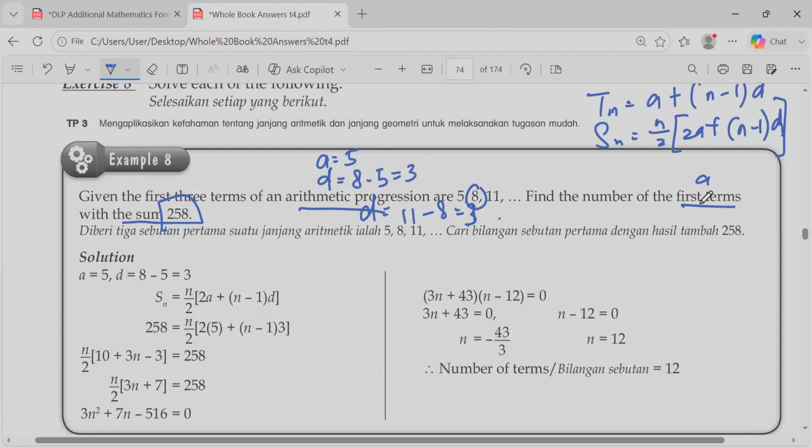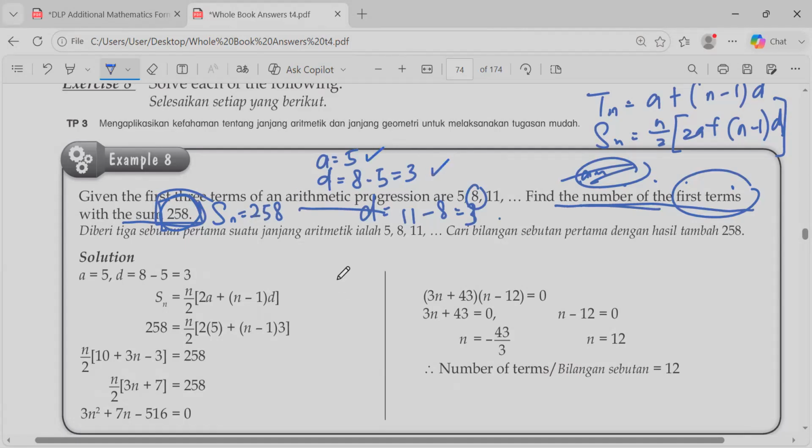So next, what we have to find out? Find the first term with the sum. So we need to find out the number of the first terms. Okay, I'm so sorry, it's not the first term. Find the number of the first terms, which means the number of terms with the sum of the terms being this. Number, amount. The numbers.